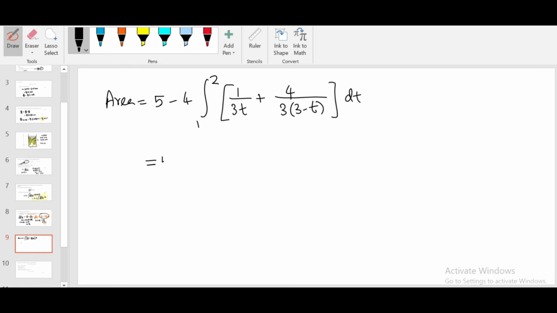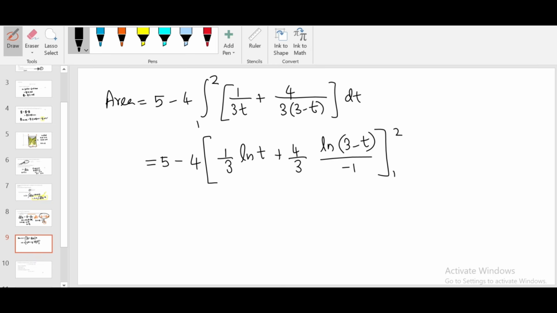So it's going to be 5 minus 4. I'm going to integrate it. Keep 1 over 3 as it is. Integral of 1 over t is ln t. You don't need to put a modulus because both these numbers are positive anyway. You won't get ln of a negative number. Minus 4 times, plus 4 over 3. This becomes ln 3 minus t divided by the coefficient of t.